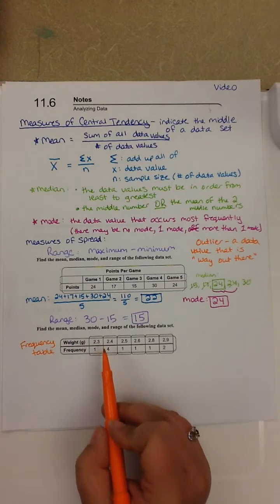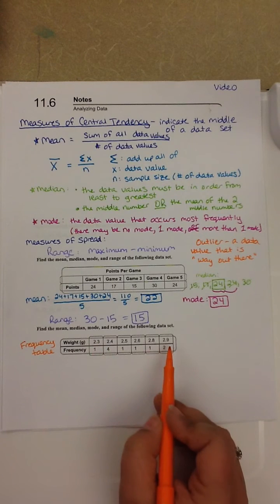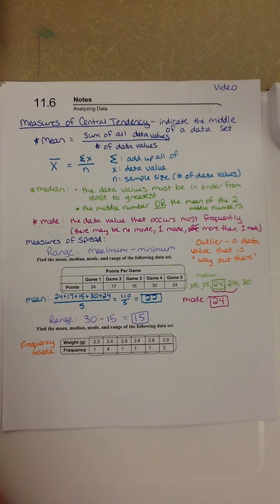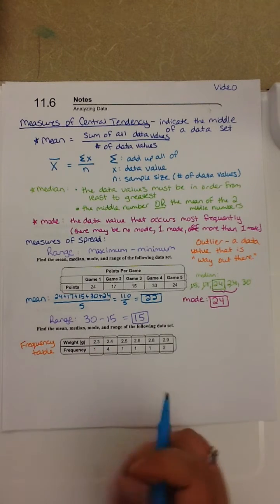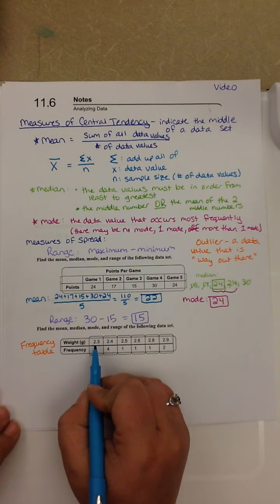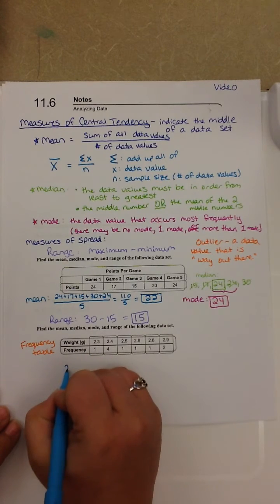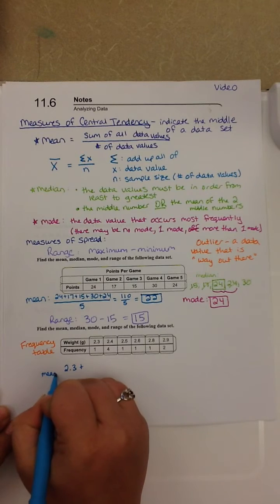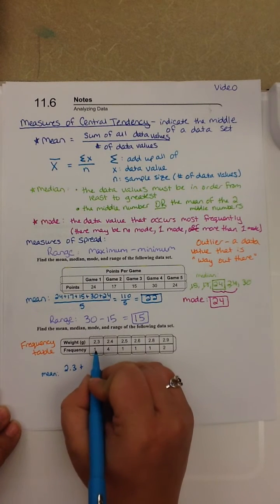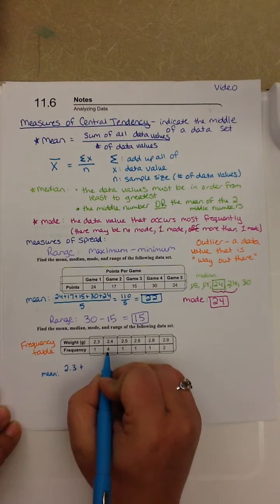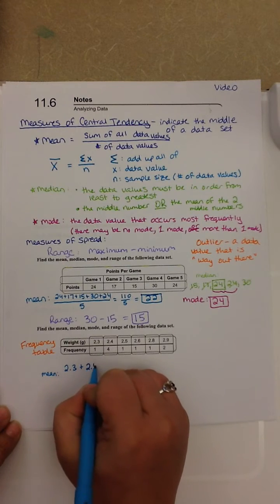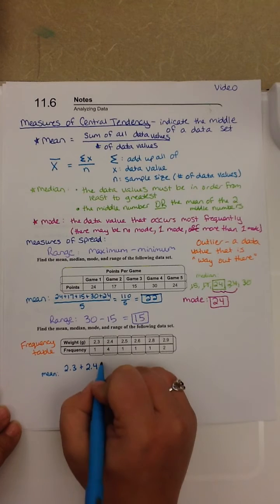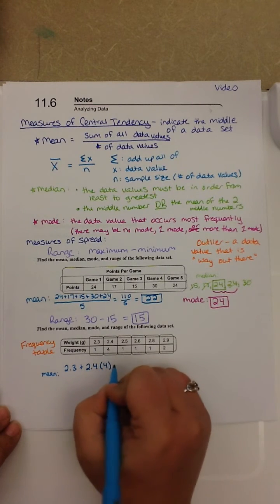So instead of it listing all the numbers as many times as they are listed, it just tells me with this frequency table how many times it's listed. So I have a 2.3, and when I'm finding the mean, I have a 2.3 one time, but then I have a 2.4 4 times. So I need to either write down 2.4 4 times, or I can just multiply it by 4.